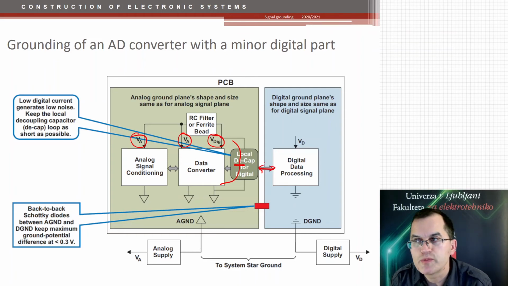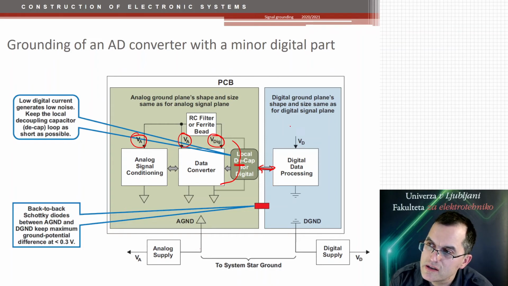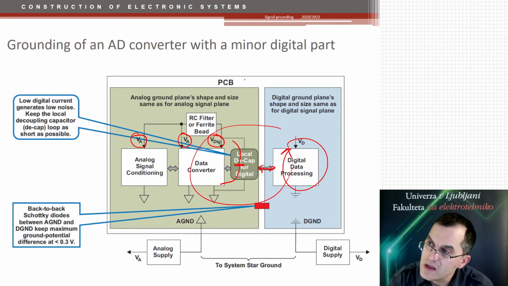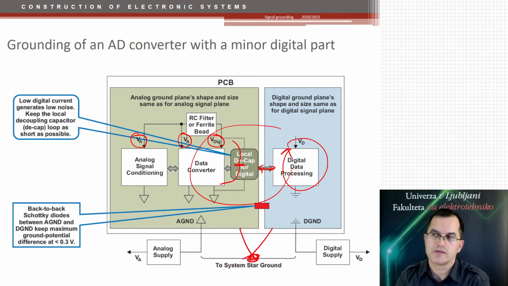So we have to provide the return currents of the digital interface. And the digital interface is connected to a separate ground. Why? Because there are a lot of digital currents flowing here, and we don't want them to spread around too much. So we provide a separate ground for the digital part. And then we connect these two grounds together close to the power supply. So these two grounds are already connected together.